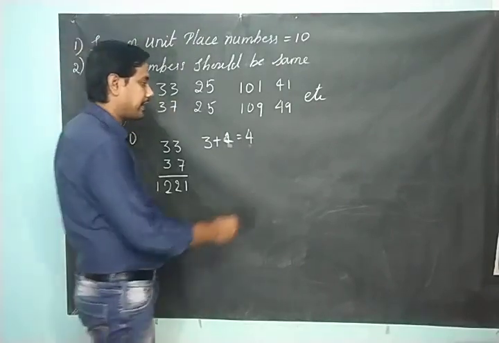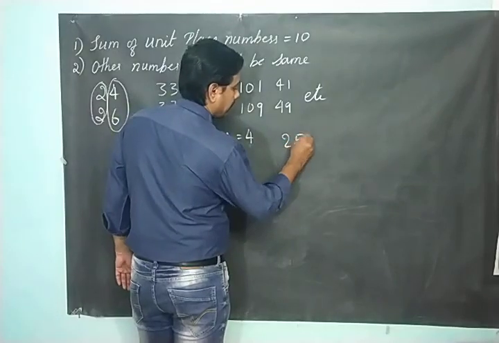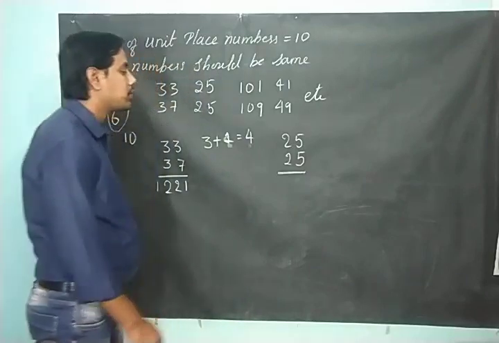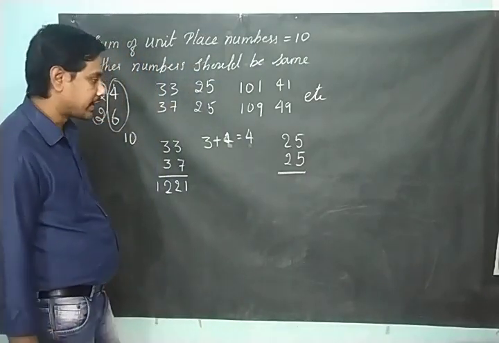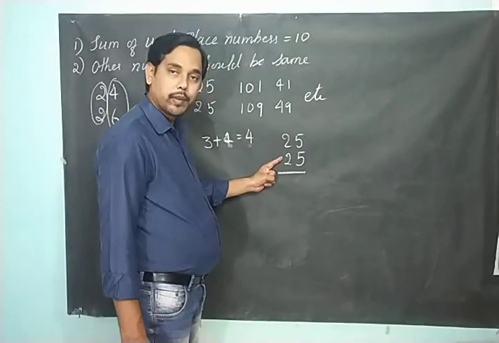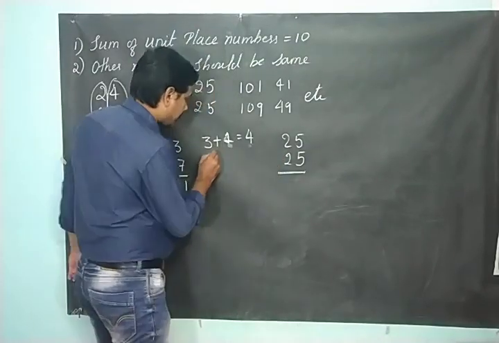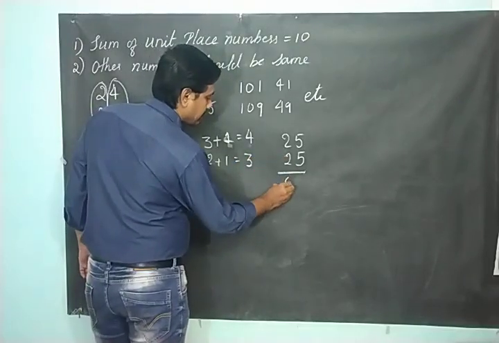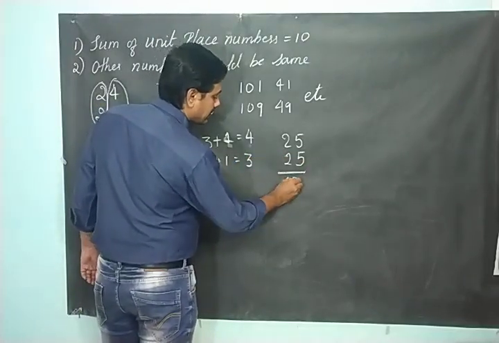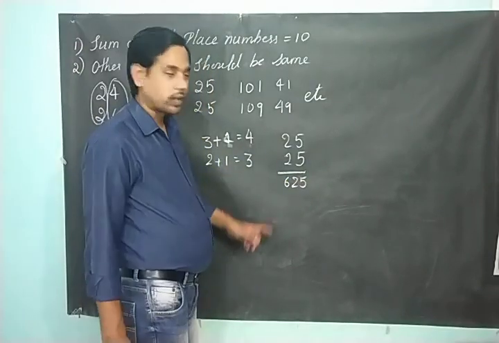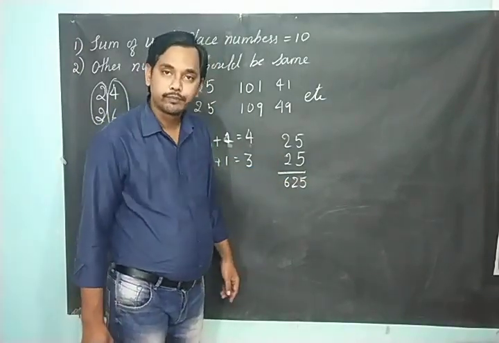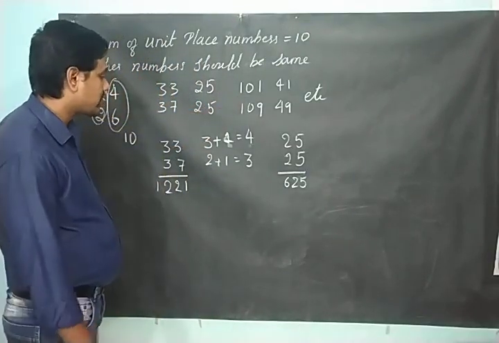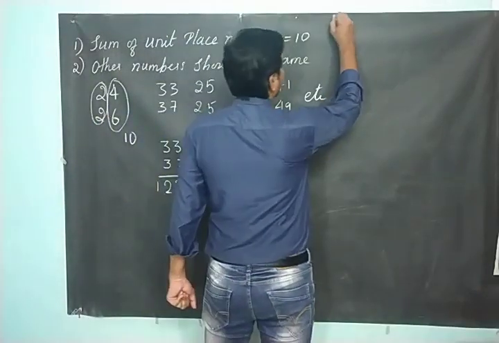Coming to 25 and 25. We all know this value, but still we will see how easily it can be calculated with this trick. Apart from the unit place, what is the number here? 2. So 2 plus 1 is 3. 3 into 2 is 6. 5 into 5 is 25. So the answer for this is 625. Is that clear? Now coming to 101 and 109.